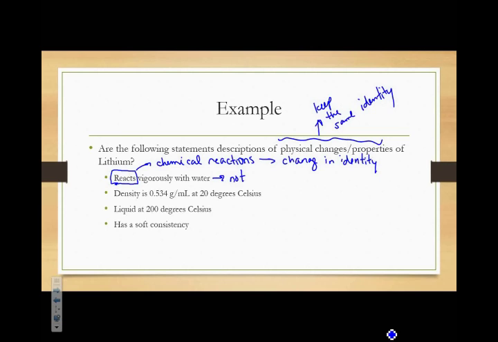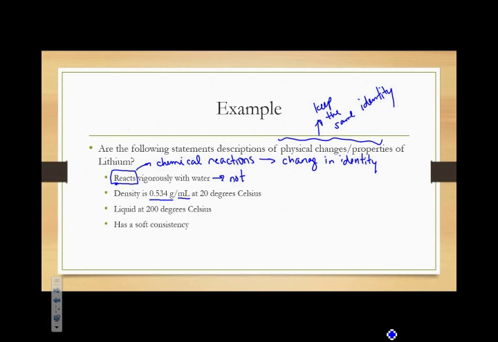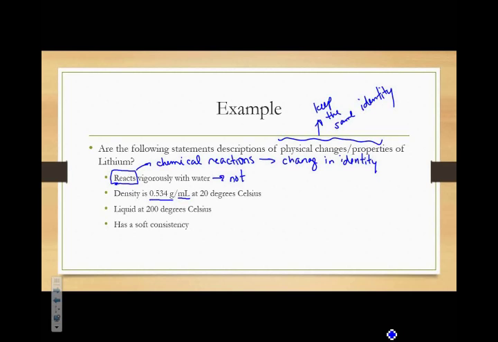In the second one, we have density is 0.534 grams per milliliter at 20 degrees Celsius. And what we want to ask ourselves here is, can we measure the density of lithium without changing the identity of lithium? And yes, we can. Density is measured in mass per unit volume. So we can measure the mass of something, and we can measure its volume without changing the substance. It's kind of like if you weigh yourself, right? You get on the scale to see what your weight is. You don't magically get transformed while you're on the scale. You're still yourself. Although that would be pretty handy, now that I think about it. So this is an example of a physical property.